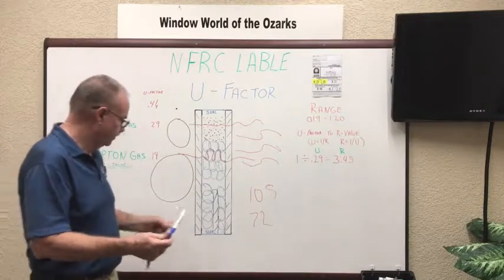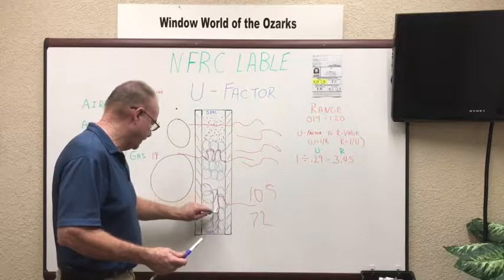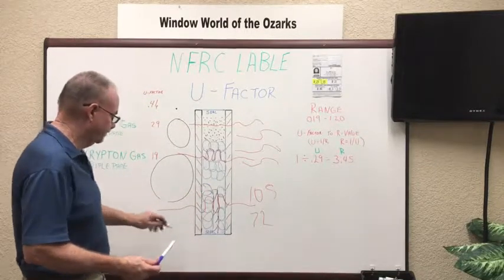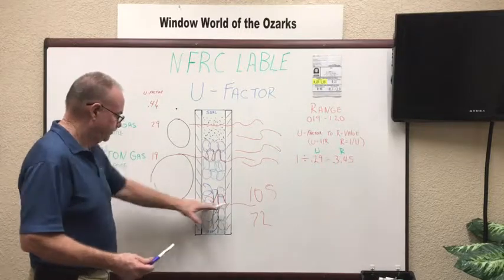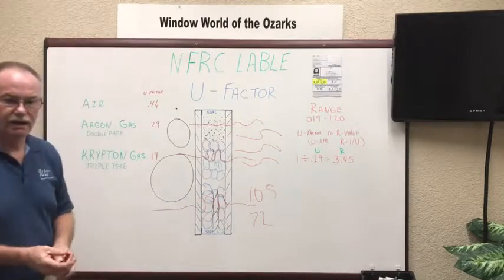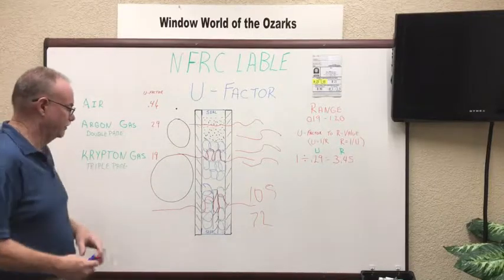So now the heat is coming through, and it's got to make big circles, and really, it takes a long time for them to come through, and so therefore, that's how the Krypton gas gives you much better insulating properties, the bigger the molecule.